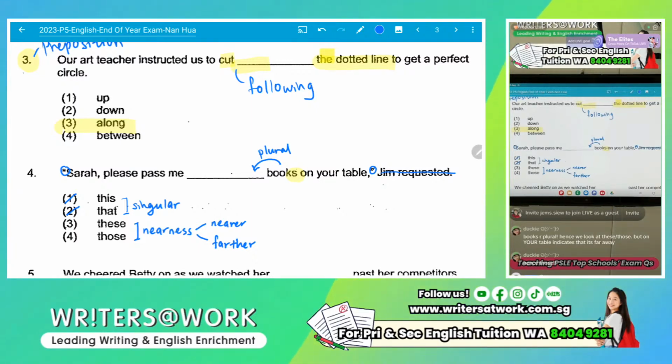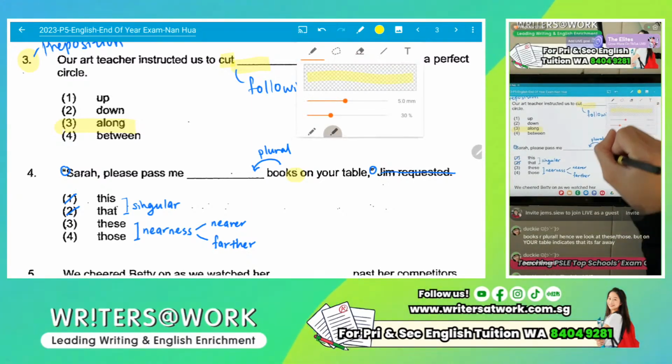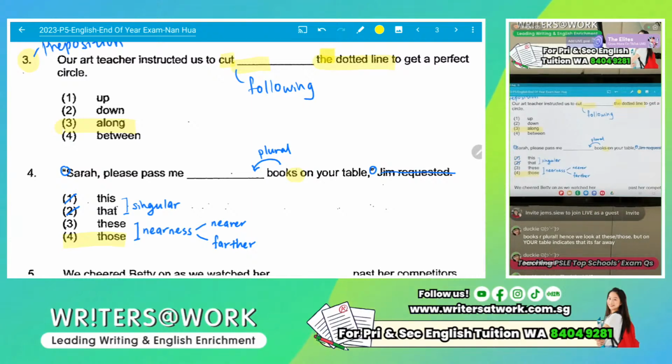In this case here, to distinguish whether or not these books are closer to the speaker or not, let's take a look at the sentence, right? Please pass me blank books on your table. So this tells us that Jim is unable to reach for the books by himself, hence the books are farther away from him, so we should be using option 4. Those books on your table.